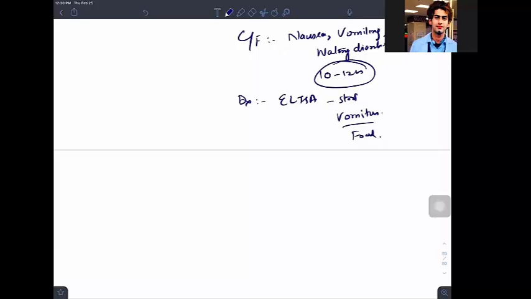Okay. So we don't actually give antibiotics for this. How to treat this poisoning? Only give symptomatic treatment. Treat the patients according to symptoms.